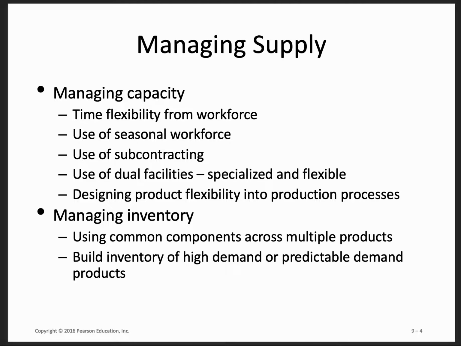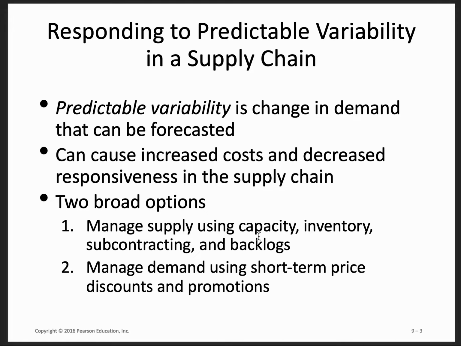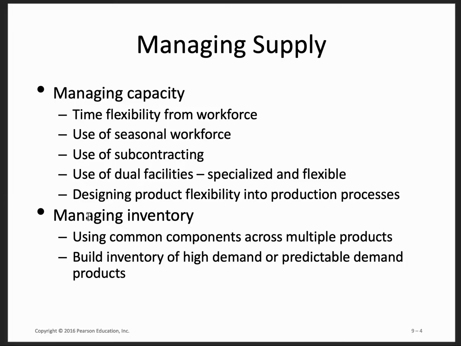So, what are the things that you can do to manage capacity? Here are a few common ways in which capacity management can be done. So, remember, managing supply involves managing capacity, inventory, subcontracting, and backlog. So, we'll look at all four of these. But much of this particular chapter is going to be about managing demand. But let's quickly look at what managing supply entails, right?